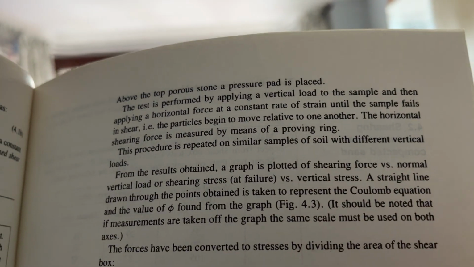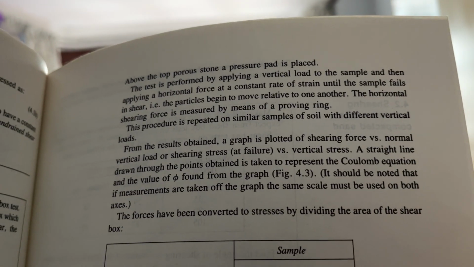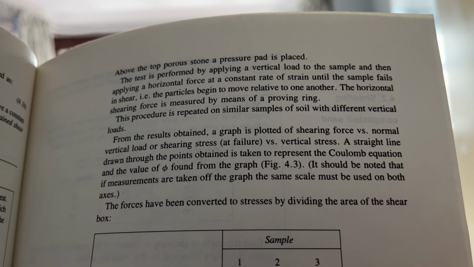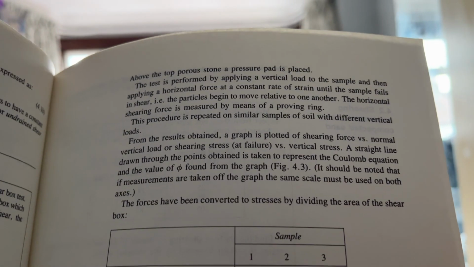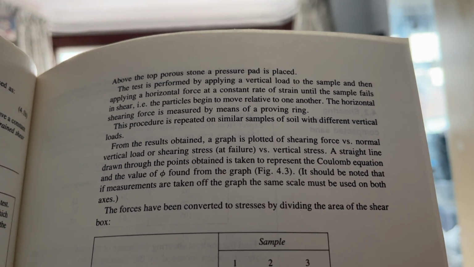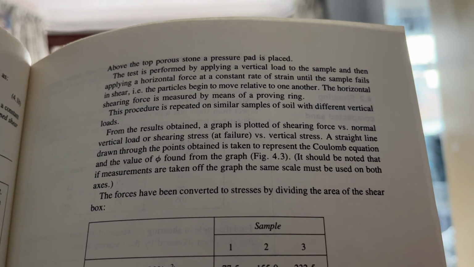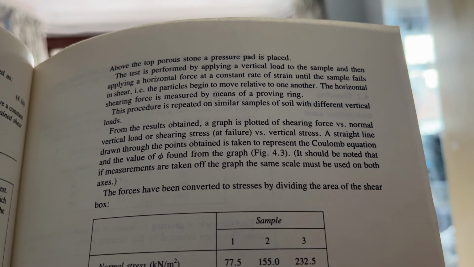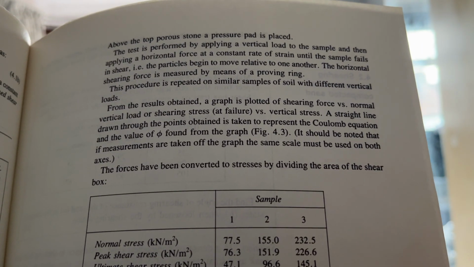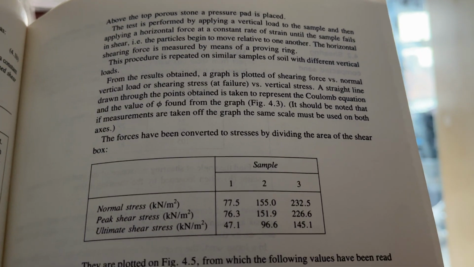This procedure is repeated on similar samples of soil with different vertical loads. From the results obtained, a graph is plotted of shearing force versus normal vertical load, or shearing stress at failure versus vertical stress. A straight line drawn through the points obtained is taken to represent the Coulomb equation and the value of phi found from the graph. It should be noted that if measurements are taken off the graph, the same scale must be used on both axes.